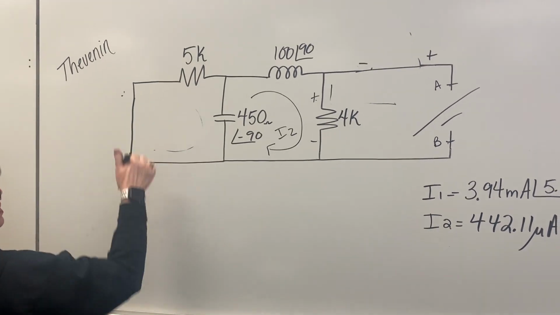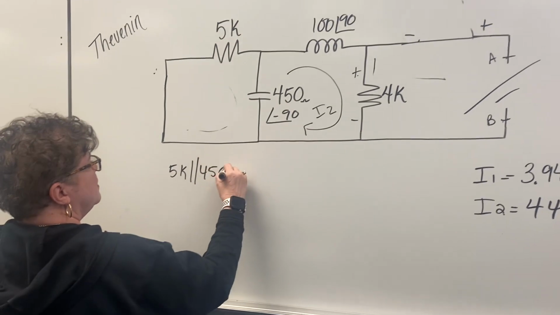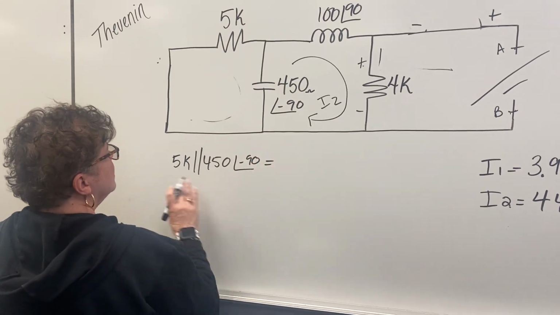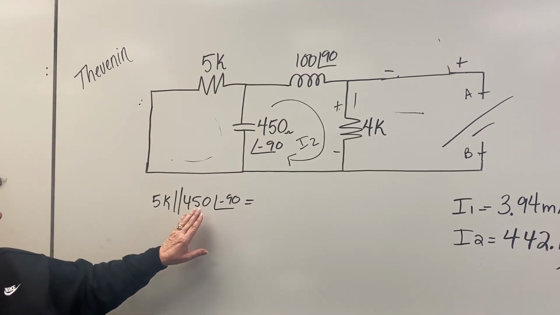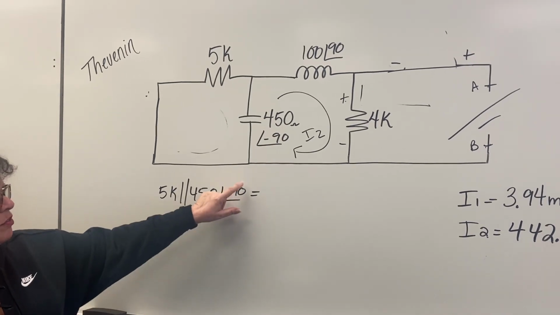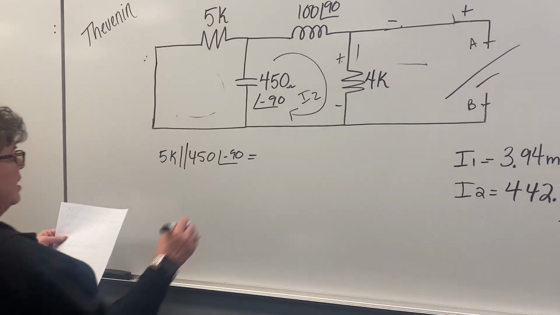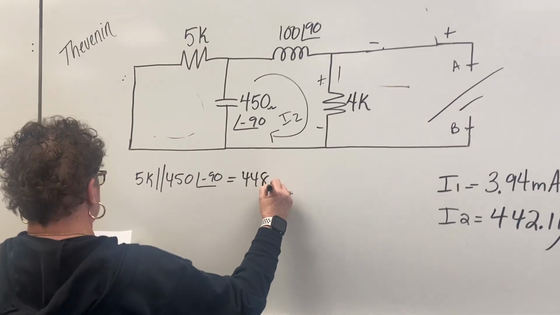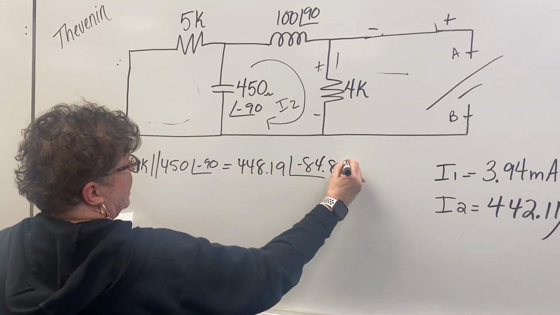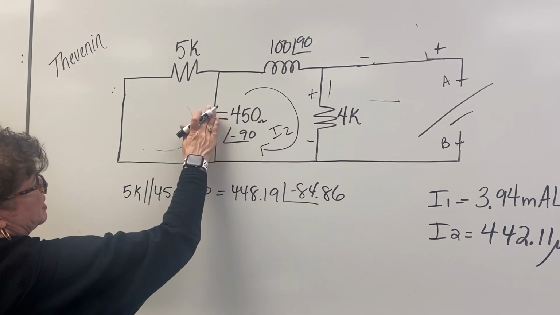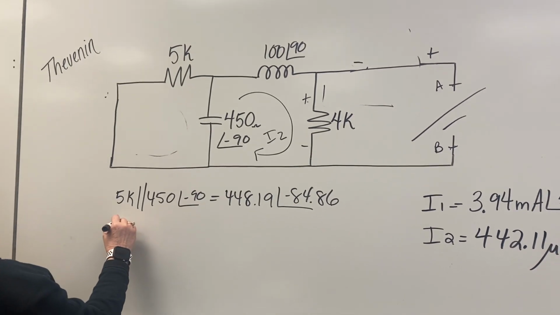Okay, so the first thing we see is this 5K in parallel with 450 at an angle of negative 90. We have to put these two in parallel. Remember, when you're putting a source that has an angle, this has to be in parentheses. When you put those two in parallel, you get 448.19 at an angle of negative 84.86. That answer would be here, and it would be in series with that 100 ohm at 90 inductor.